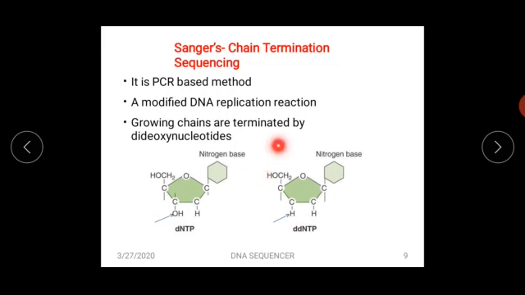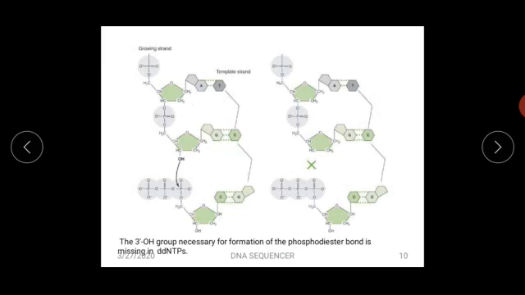Whenever we want the chain to get terminated, we will add the ddNTPs, because if we have the OH group, that is the dNTPs, they will keep on joining themselves for the next thread, where it can create the phosphodiester bond with the next dNTPs. Whereas in this chain, there is no OH group, so there is no connection. Thus, when we add the ddNTPs, they will terminate the chain.